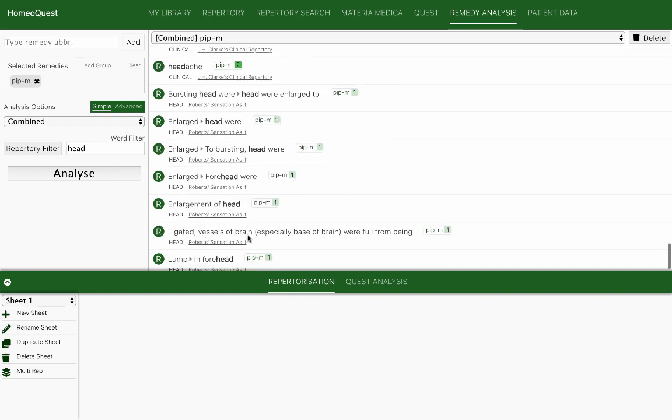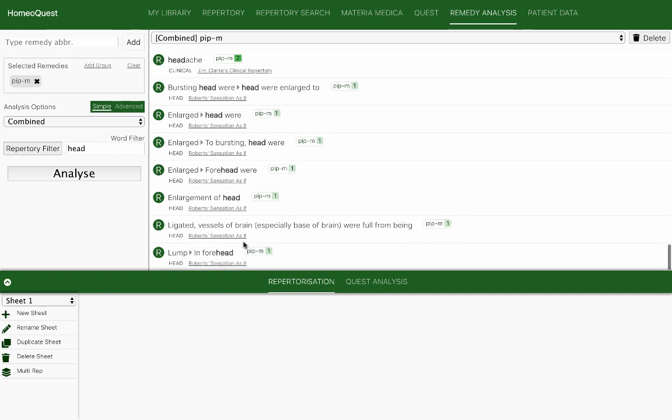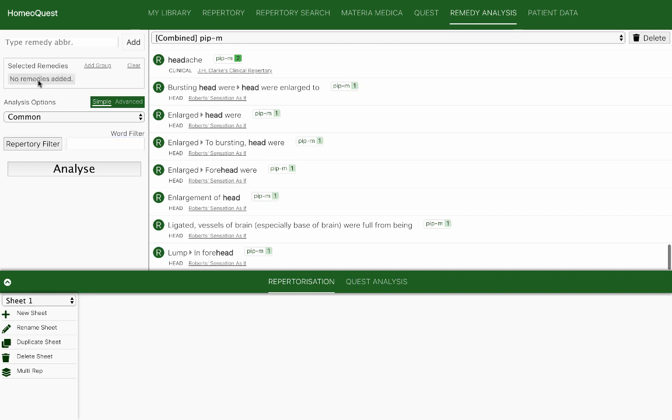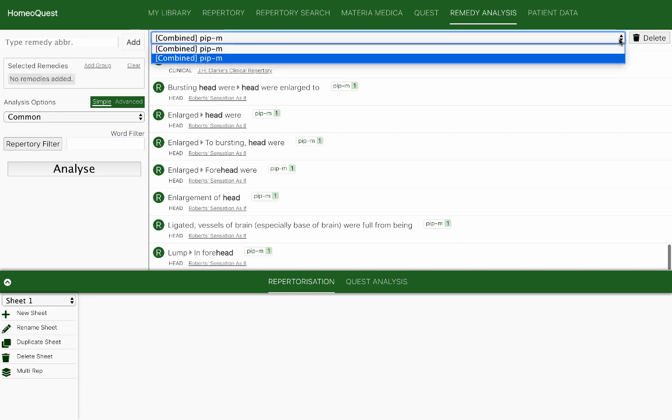And then, vessels of the brain are full. And this is a very important, this is Robert's sensations, as if it's a lump in your head. And this is a typical sort of bursting migraine which people get when they need Piper mate. So hope that helps. This is the combined feature that we are looking at. So next we look at the common option. All right, so I'm just going to remove this. I'm going to clear off Piper mate, and I'm going to also clear this off.